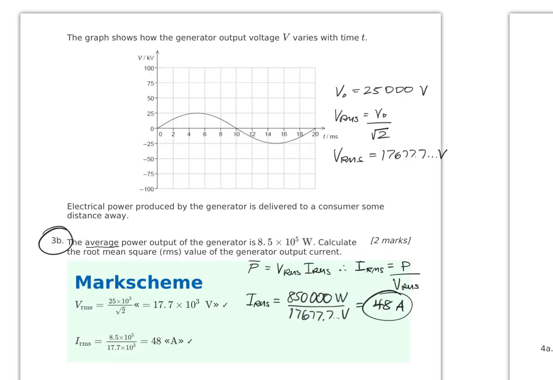They gave us power, they want RMS current. P is VI, so we're solving for I. We just have to get the RMS voltage off of that graph. I can see that the peak value, V peak, right there is 25,000 volts. That divided by radical 2 is 17,678. So the power, 850,000 watts, over 17,678 volts gives me 48 amps of current, which agrees with the mark scheme.